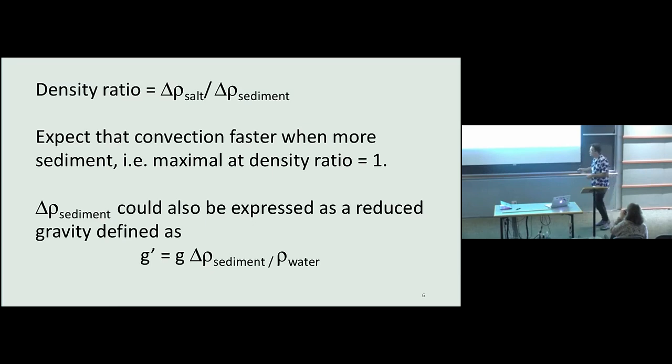You could also think another parameter might be, we don't care at all about the salt, we only care about how much sediment is in the top layer. What's the sediment contrast? And so you could write that in terms of a reduced gravity. In the next few slides I'll be talking about this density ratio, but later on I'll just be talking about this reduced gravity for how much sediment there is in the top layer.